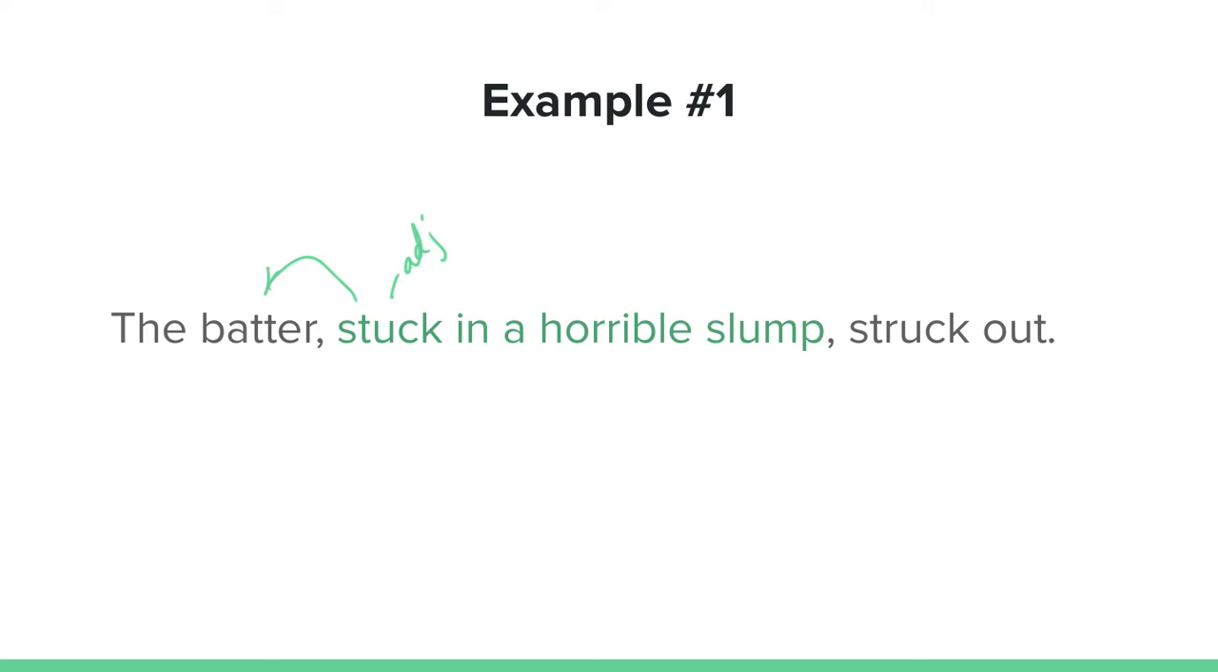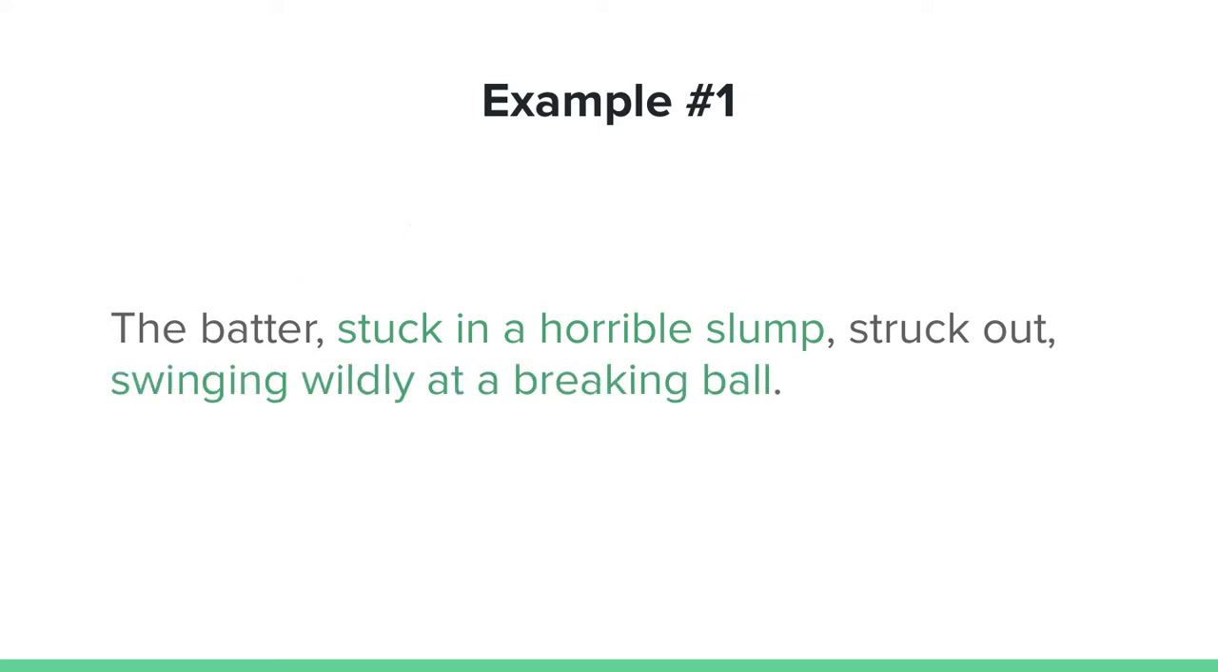So now let's add a right branching modifier. The batter, stuck in a horrible slump, struck out, swinging wildly at a breaking ball. So this, we've got a participle, ing, and it's modifying the batter too. So we've got 2 modifiers, one mid-branching, one right-branching, but both going after the same noun, which is the batter.